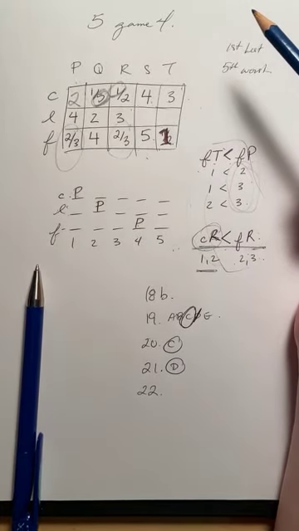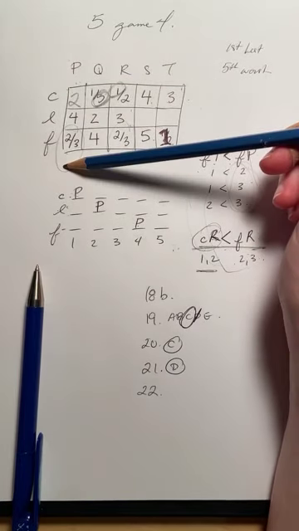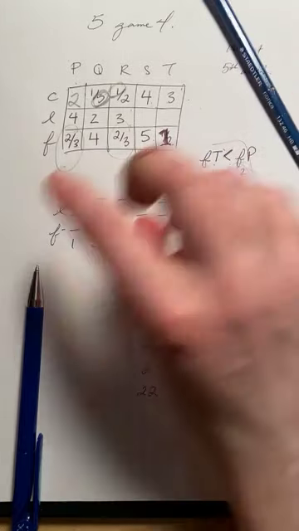Which one of the following can be true? P is second in friendliness. Yep, that could be true. That would be fine. So A.